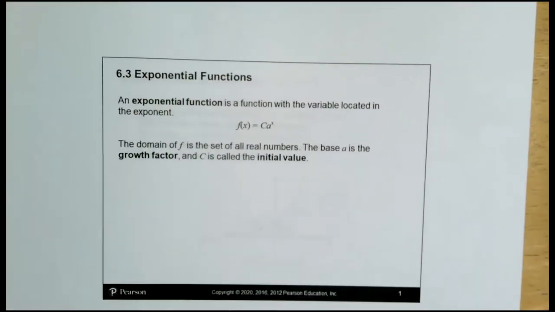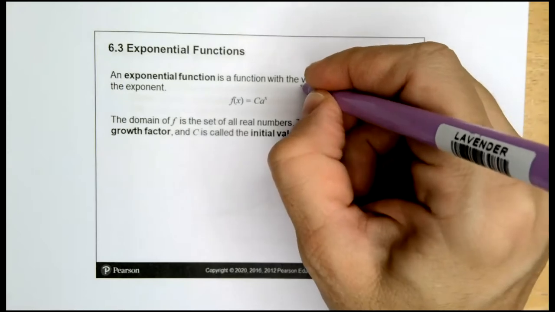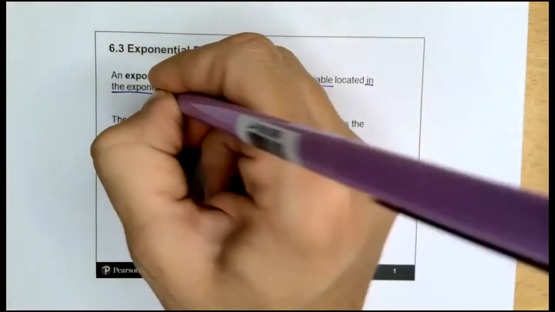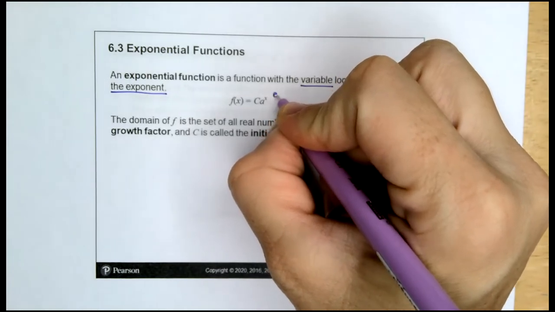Hopefully that's in focus. So an exponential function is a function with a variable located in the exponent. Okay, it's not only that it has an exponent, but that the variable is in the exponent.